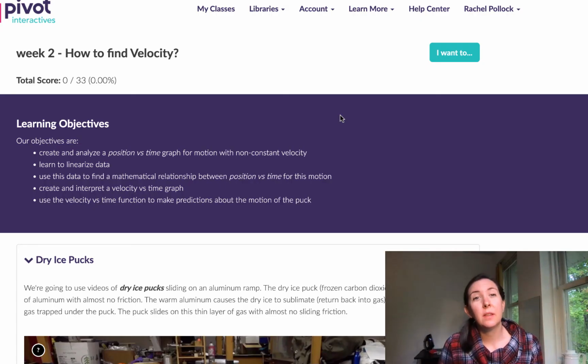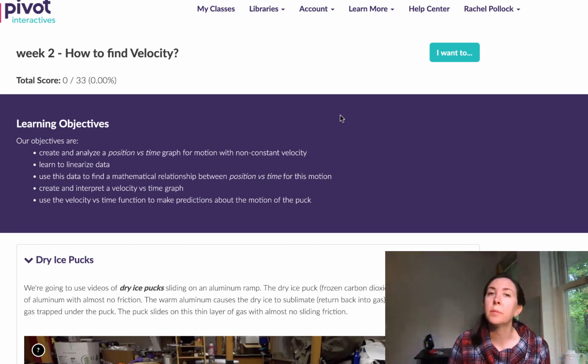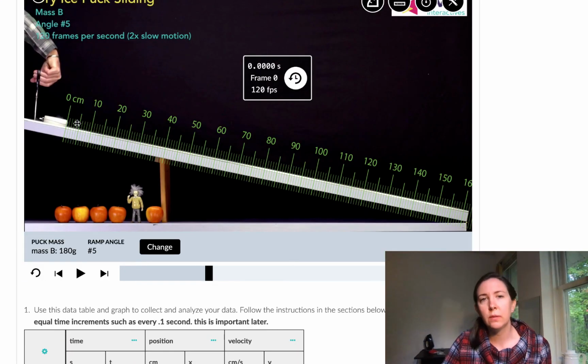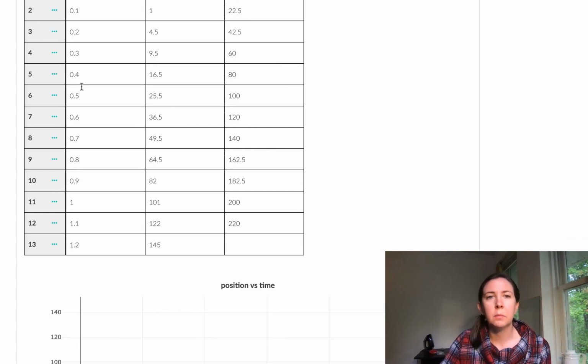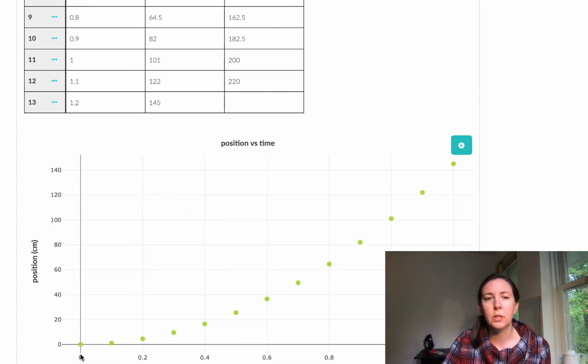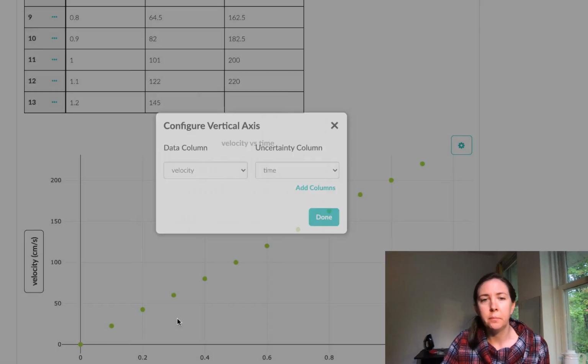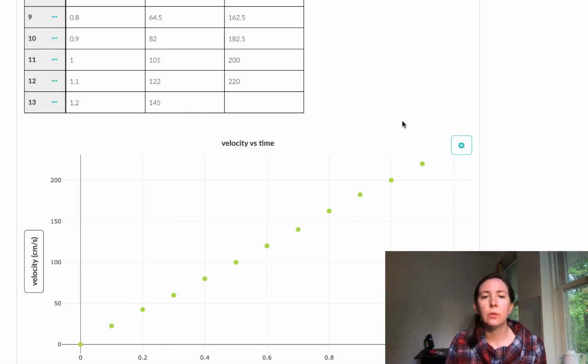I wanted to take this same pivot activity of how to find the velocity and do something a little bit different. Just a refresher: when you did this, you found the position of the puck over time as it slides down the ramp, and graphed the time and the position, and it became curved. Then we graphed the velocity versus time, and that's a straight line. So the velocity is proportional to the time.